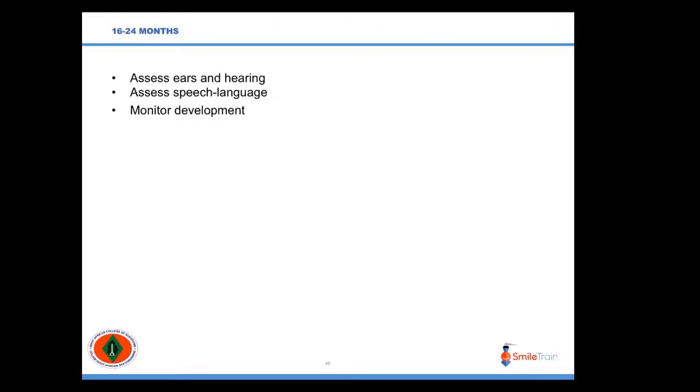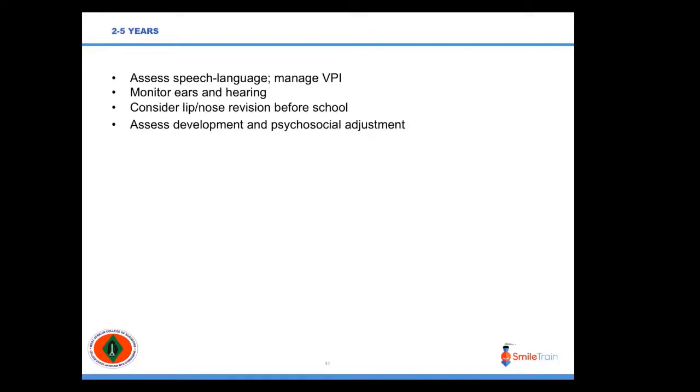At 16 to 24 months, the ear also is assessed again, and speech and language is also assessed, and development is monitored. So you see, it's a continuum of treatment, and we look at the different milestones and the things that need to happen at the appropriate time. At 2 to 5 years, the speech and language is addressed. If the palate has been repaired and there is velopharyngeal incompetence, this also can be addressed. The ears and the hearing are also considered.